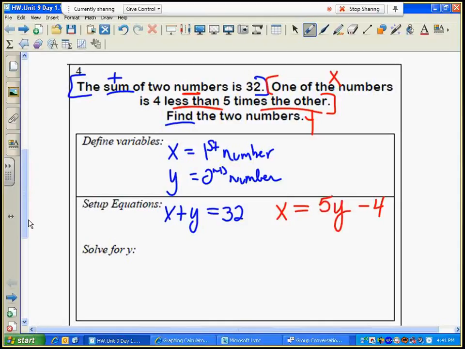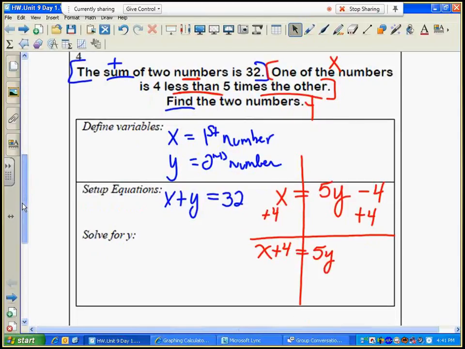Okay. Both of these equations need to be solved for y. I think you guys can handle the blue one. If you can't, come and see me. I'll help you through on the red one. Okay? Trying to get the y by itself on this right side, I need to get rid of that 4 first, so I'll add it away. I get x plus 4 equals 5y. Now I got to get rid of that 5 there, so I'll divide it away.